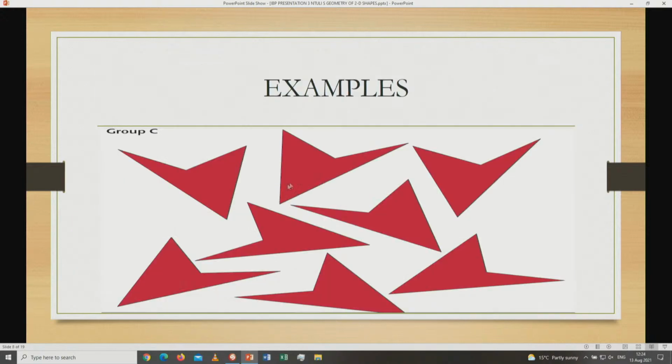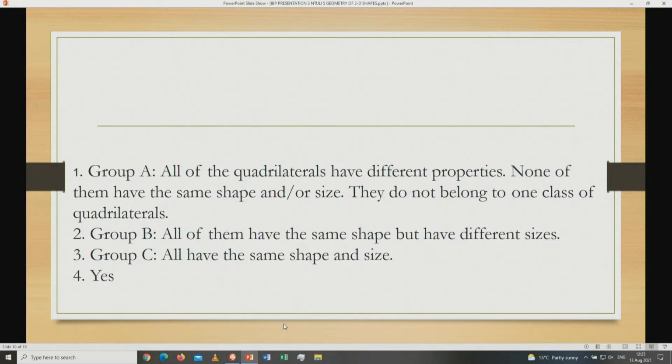Group C, which is these ones, are they similar or congruent? All right, we can see here these are congruent shapes. Why? Because they are same shape, same size. They are all equal. So when they are same shape and same size, then they are said to be congruent. All of the shapes have the same shape and size. So are they congruent? Yes.